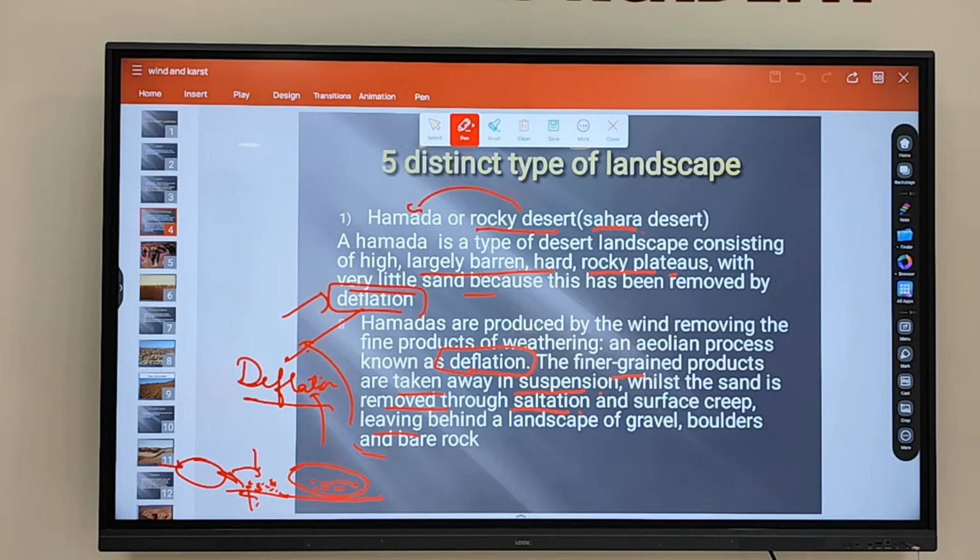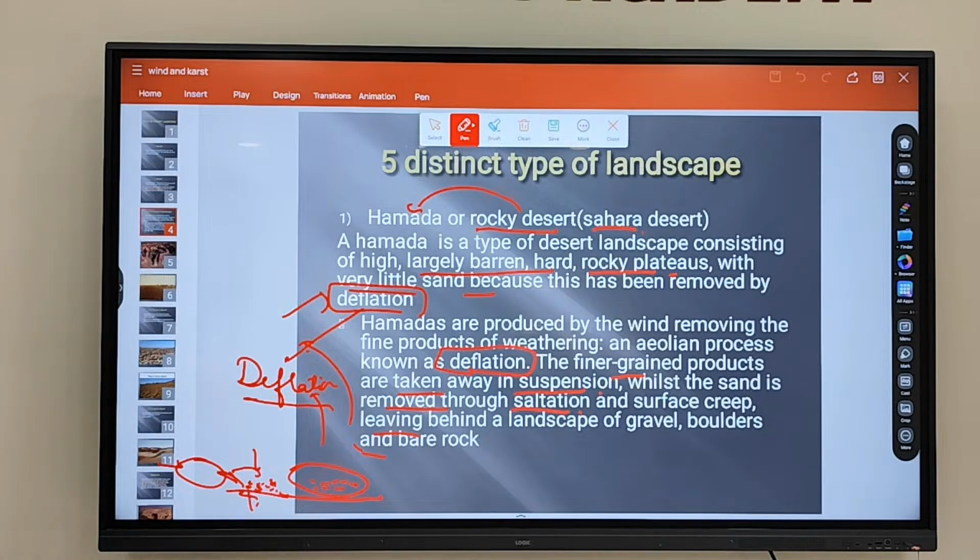Fine. So the first type of desert we have classified is Hamada or rocky desert. In a rocky desert, only rocks are going to be present. There will not be any presence of sand. Why is sand not there? Because wind will take away sand from one location to another location. And this is called deflation.